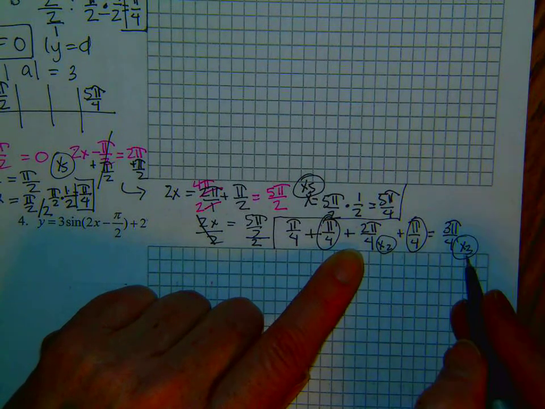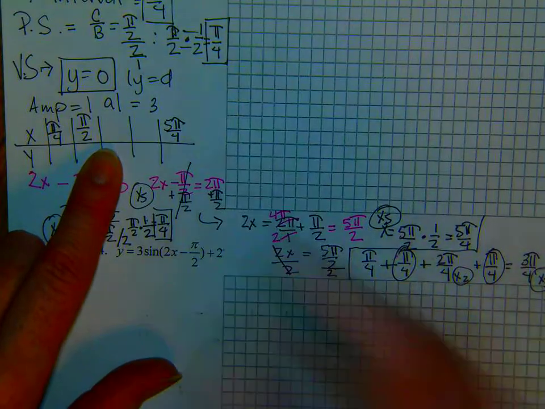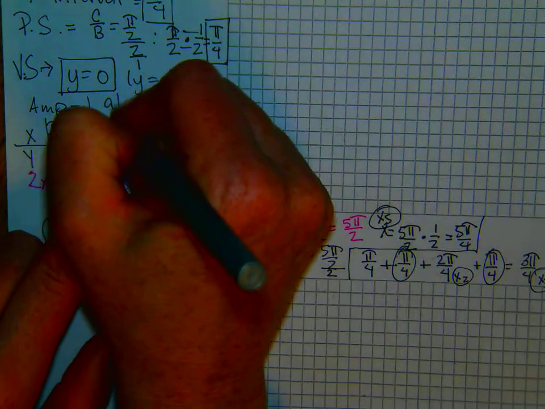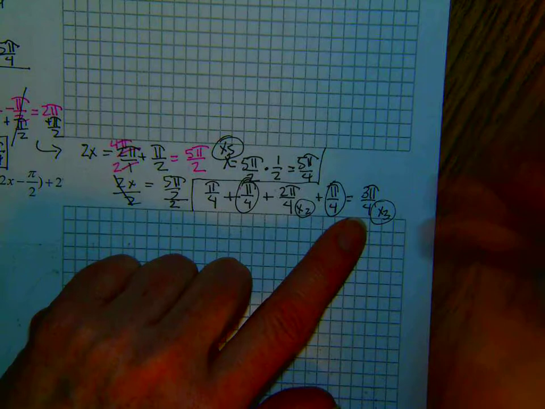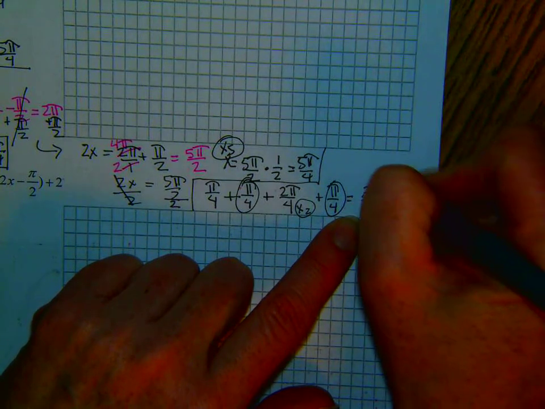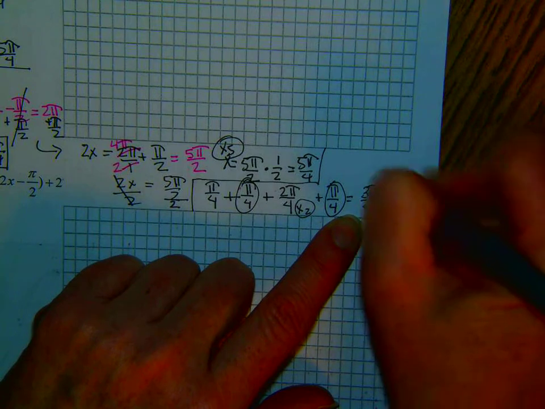So I've got x sub 3. I'm going to put it in my table, and it is 3 pi over 4. Okay, I have x sub 3. How am I going to get x sub 4? I'm going to add the interval pi over 4, adding an interval.